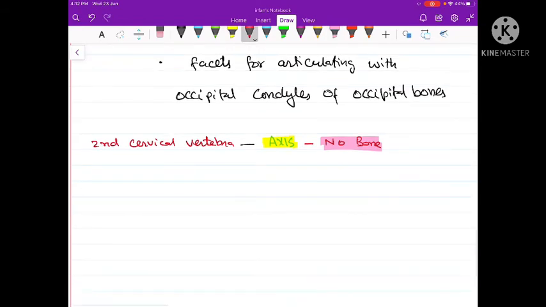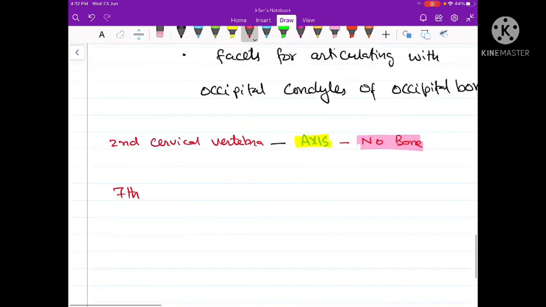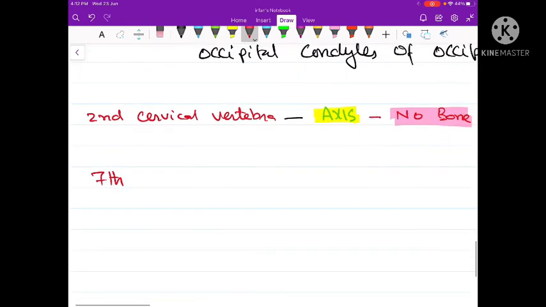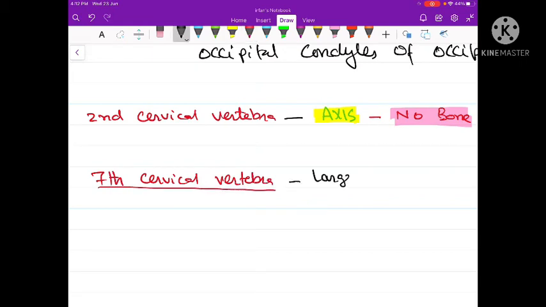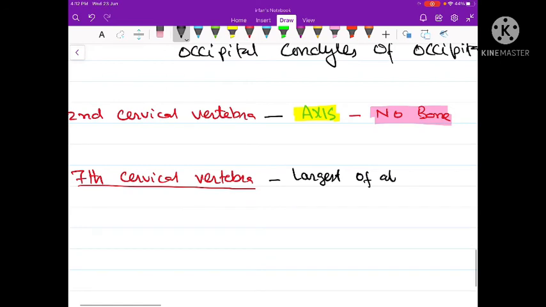Now we will talk about the third atypical cervical vertebra. The third atypical cervical vertebra is in fact the last cervical vertebra. The last cervical vertebra is the seventh cervical vertebra. The seventh cervical vertebra is the largest of all the cervical vertebrae.